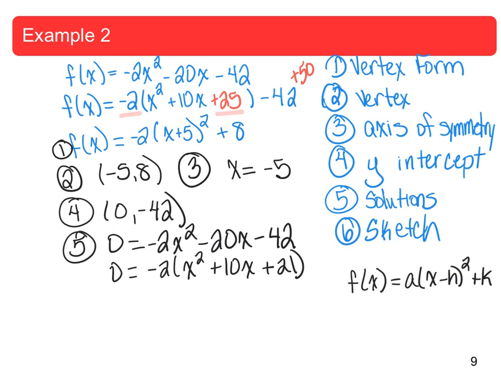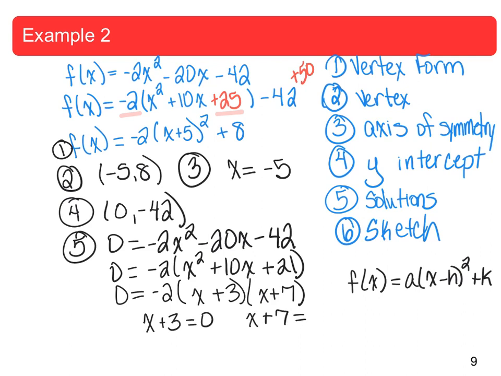x squared plus 10x plus 21, that can be factored. Okay? It's kind of a nice little factoring thing. So that's x plus 3 and x plus 7. Okay? So my solutions then, I have x equals -3 and x equals -7. Okay? Those are my solutions. So I've done 1, 2, 3, 4, and 5.